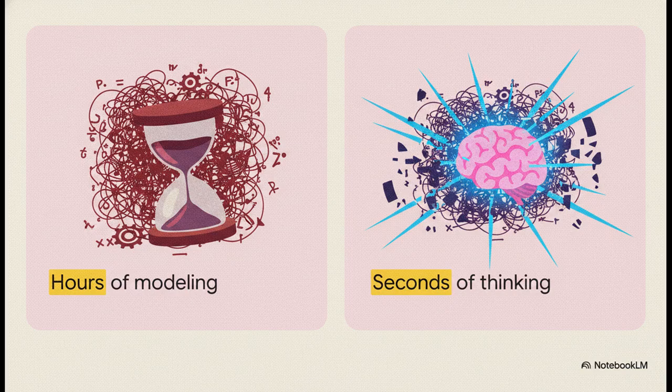This is the dividing line between the past and the future of supply chain analytics. The old way meant hours of heavy lifting, tedious modeling, and constantly checking formulas. The new way is entirely about seconds of thinking. You're no longer just manually processing numbers row by row. You are actively exploring them, discovering those clear lines of logic and strategic meaning hidden right there within the chaos.